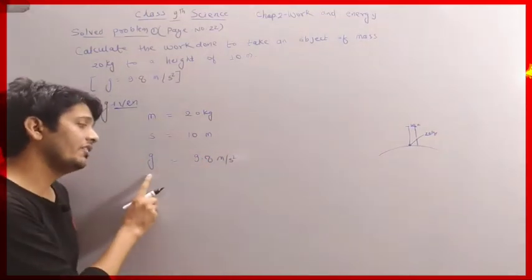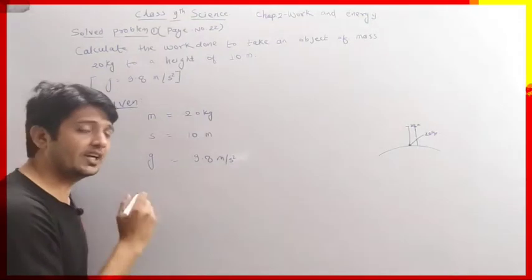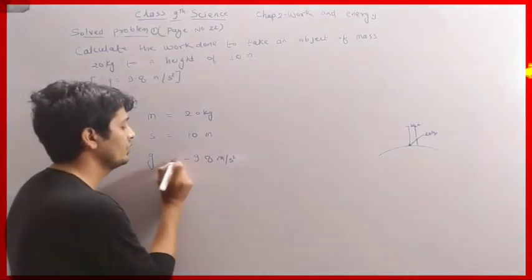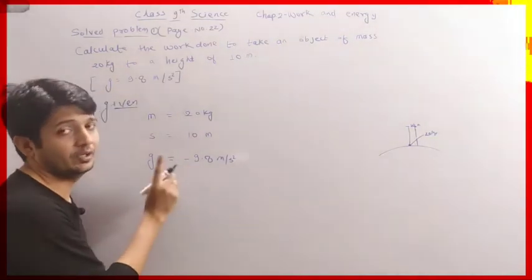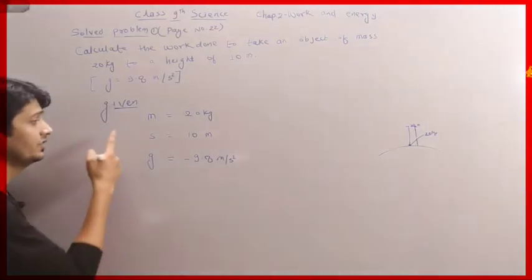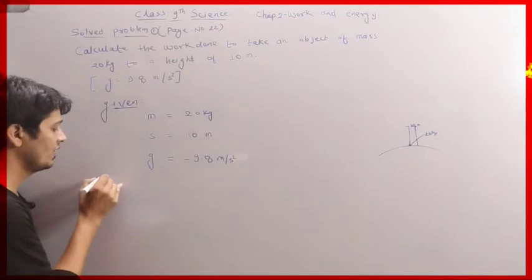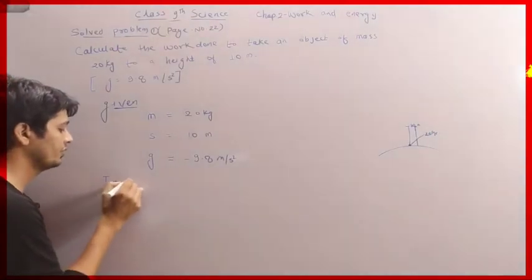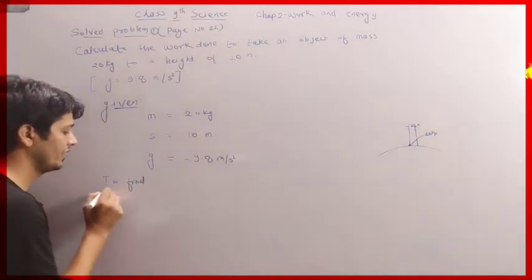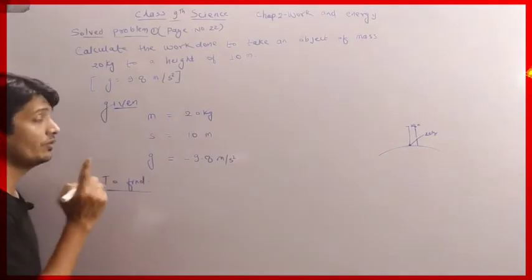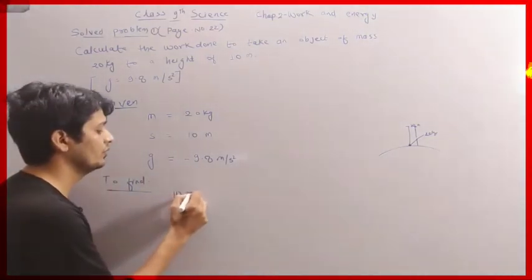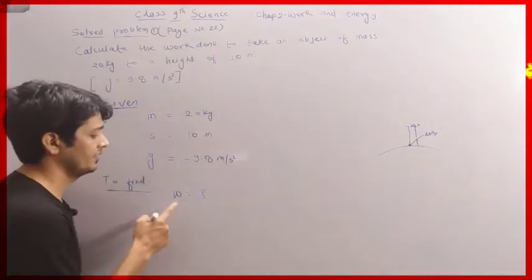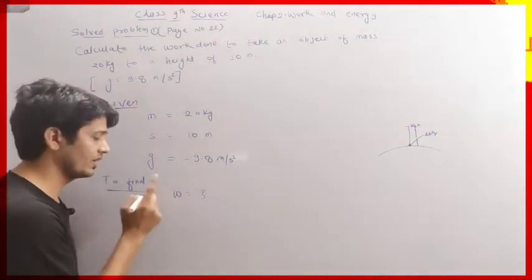But the gravity is applying opposing force. That's why we are taking its magnitude as negative, because it is the opposing force. Okay. So this is all the given part. Now we have to write to find. In the question, what do we have to find? Calculate the work done. So we have to write W equals question mark, that we have to identify, work.